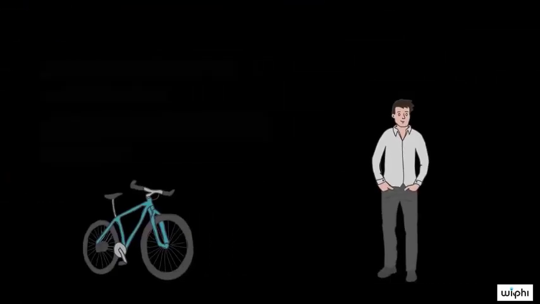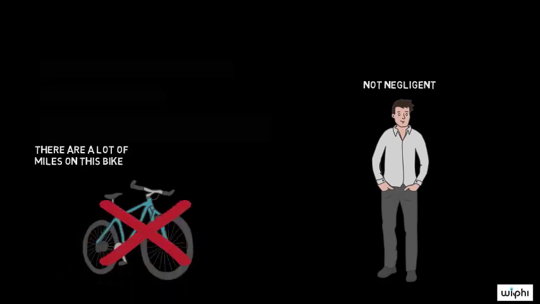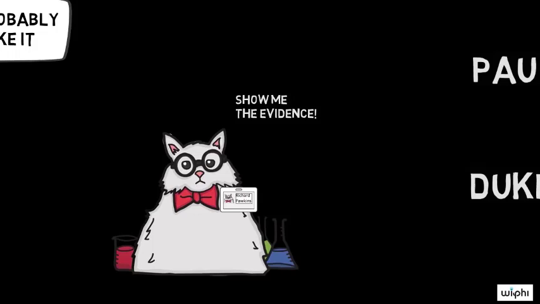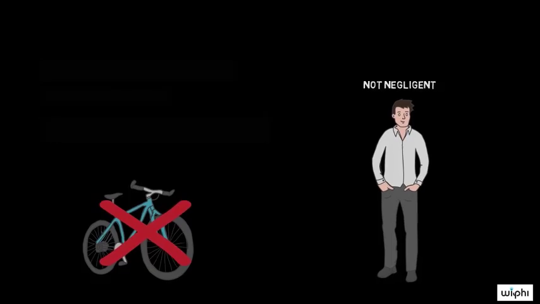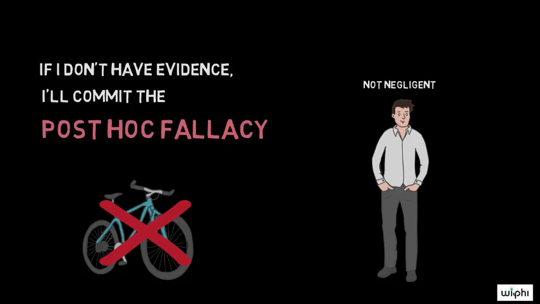So suppose Alex didn't act negligently at all. Like I said earlier, the bike could have been worn out, so no one acted negligently. It's just natural wear and tear of the bike, and the natural wear and tear caused the bike to break, not Alex. Here, premise 2 is false. Regardless of the exact argument representation I use, I need more evidence about this case for me to make my conclusion. If I don't have evidence that Alex acted negligently, I'll not have a good argument. I'll make a hasty conclusion, and I'll commit the post hoc fallacy.